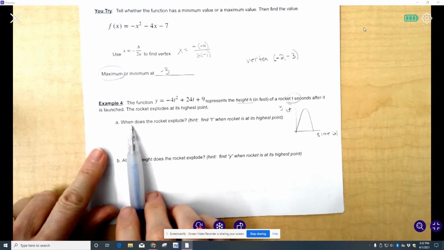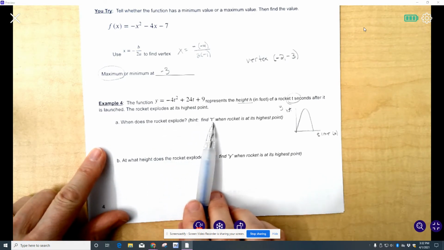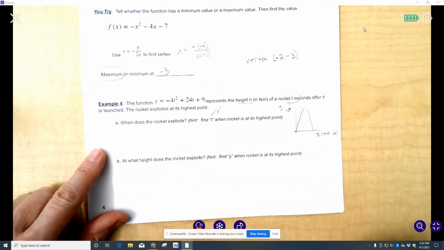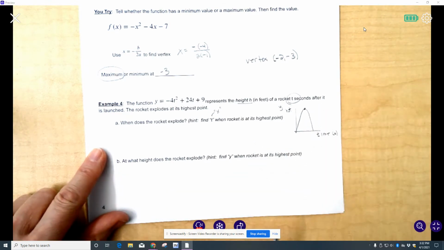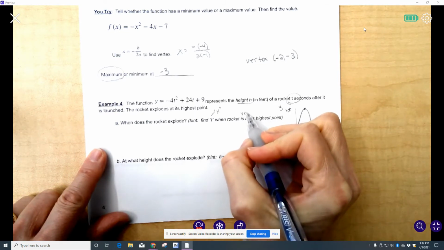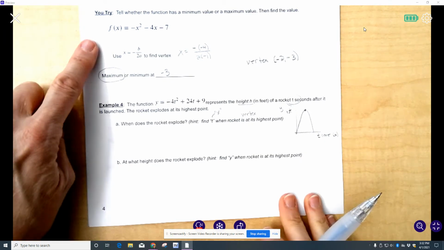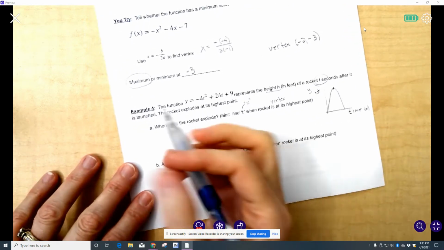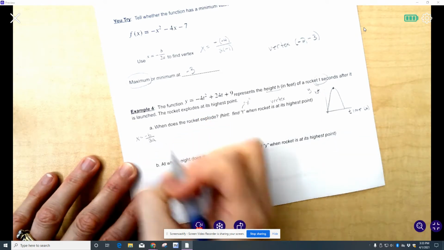Okay, so when does the rocket explode? And it says hint, find t, remind yourself that t is the same as x, when the rocket is at its highest point. Well, there's the rocket at its highest point. What do we call that? We call that the vertex. So they are asking you to find the vertex. All right, so this is the process we need to go through to find the vertex. We need to use x equals -b over 2a.